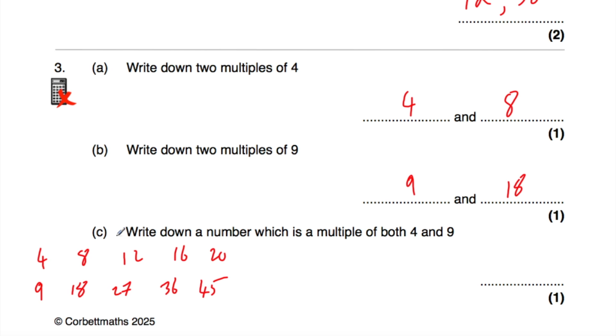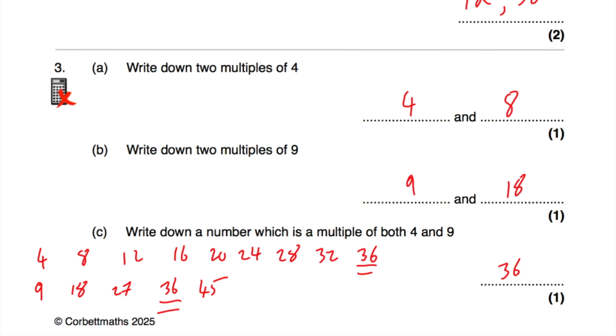Now if we have a look at these, we're looking for a number that's in both of these lists, a number that's both a multiple of 4 and 9. So if we carry on the multiples of 4, we've got 20, 24, 28, 32, 36. And as you can see, 36 is in both lists. So 36 is a multiple of both 4 and 9. Now you could have written down another multiple of 4 and 9, perhaps 72 or 3,600 and so on, but I've just written down 36.